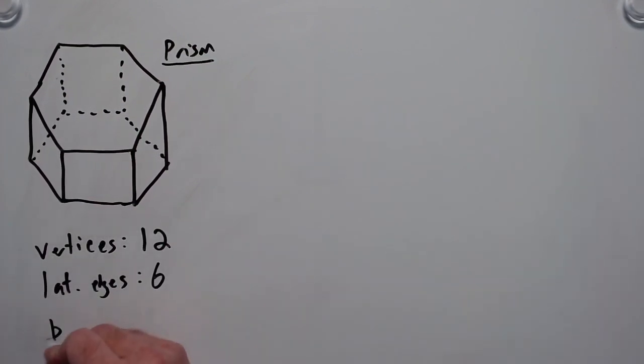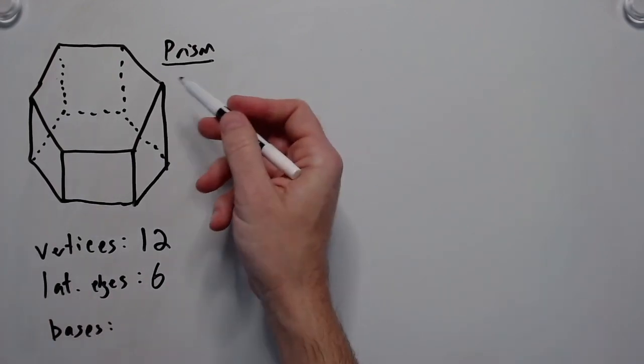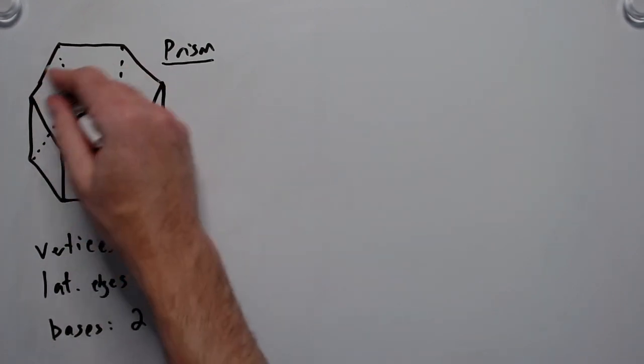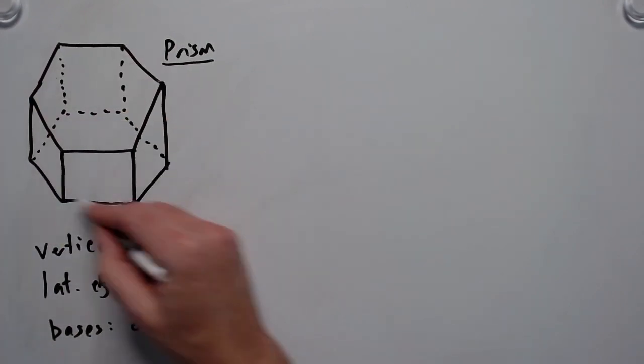And finally, we'll do an easy one here. How many bases do we have? Well, because of the prism, we have to have exactly 2. Again, that's kind of the top of the prism and the bottom of the prism.